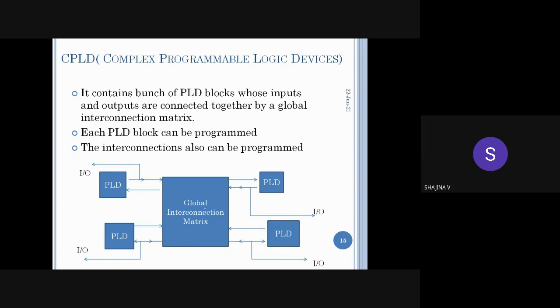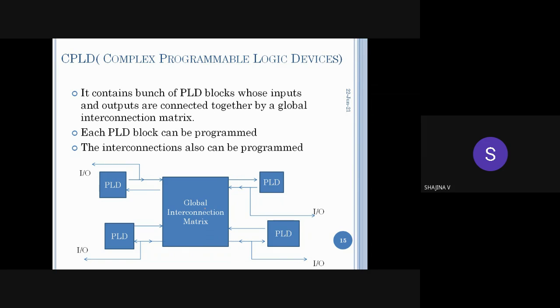Okay, so here we can program each PLD. There will be a number of PLDs like this, so it is a more complex thing. So it will contain a number of PLDs. We can program each programmable logic device, each PLD can be programmed. Here we have shown only 4, but actually a number of PLDs will be there.